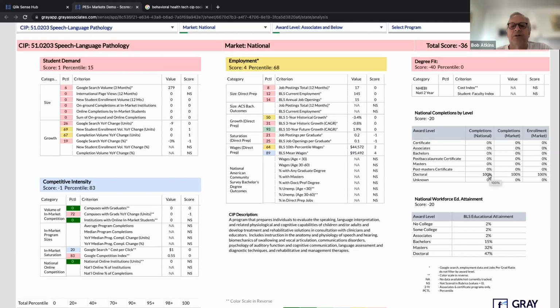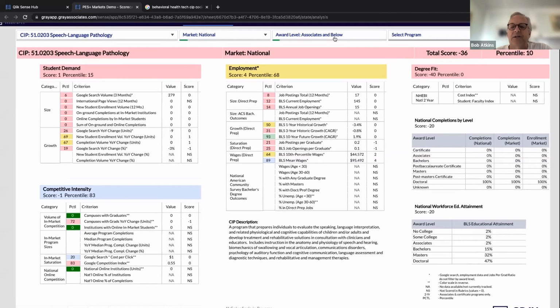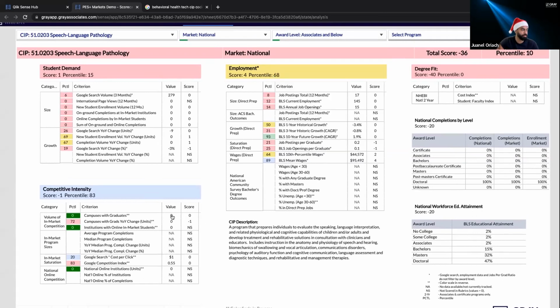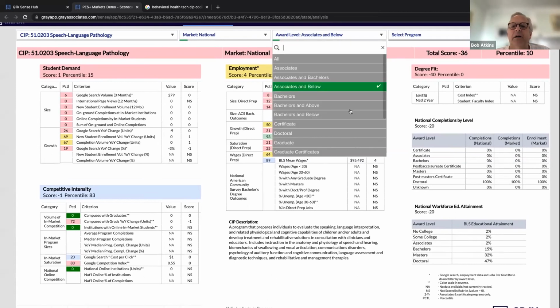But the results are similar, interestingly enough. Just a small field. By the way, it's not that it's not important. We're in associates and below right now, Bob. So keep in mind, that's why we're looking at competitive intensity at 0 right now. Right. Good point. Keep me honest.